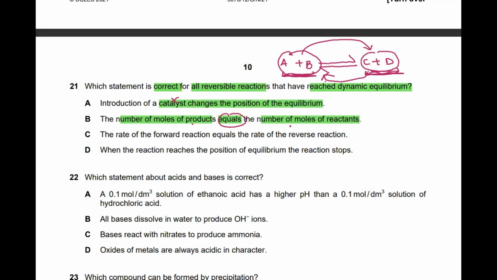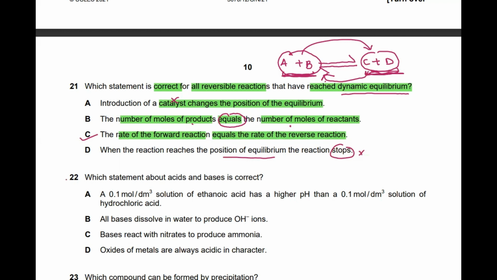Let's see the third part. The rate of the forward reaction equals the rate of the reverse reaction. Yes, that is the correct answer. The speed of the forward and backward reactions is the same. That is why it has acquired dynamic equilibrium. When the reaction reaches the position of equilibrium, the reaction stops. No, nothing of that kind happens here. So for 21, the answer is C.